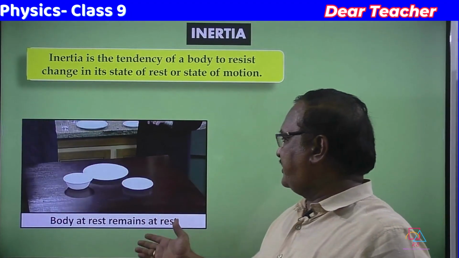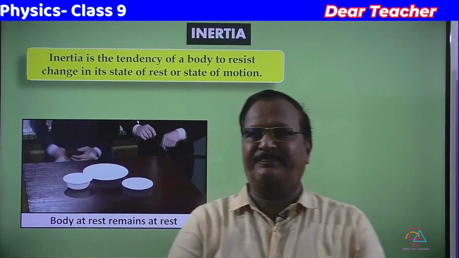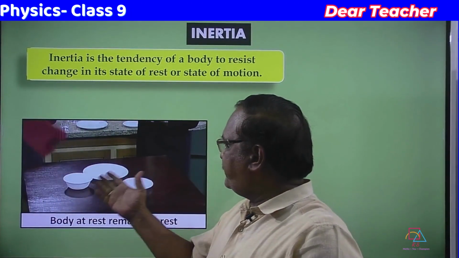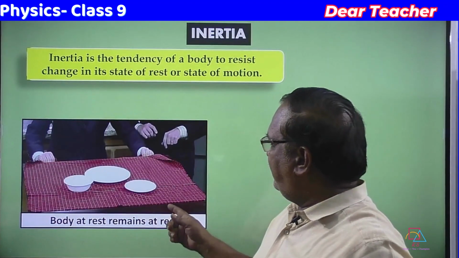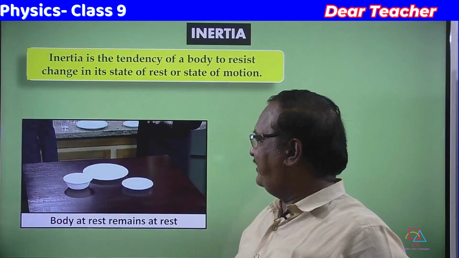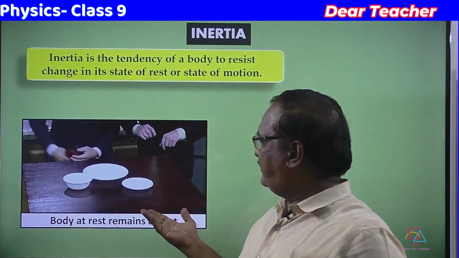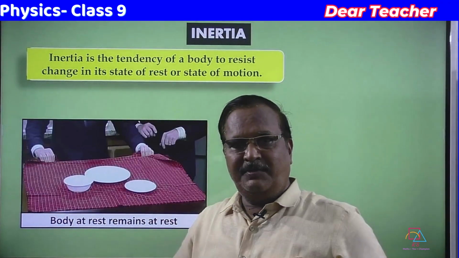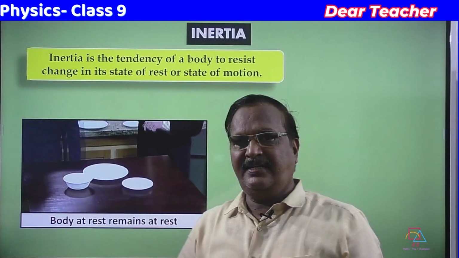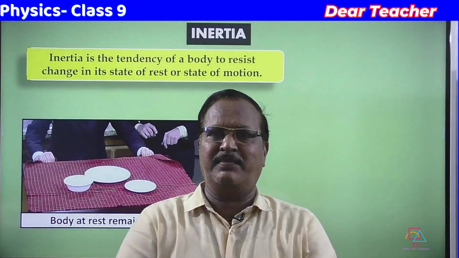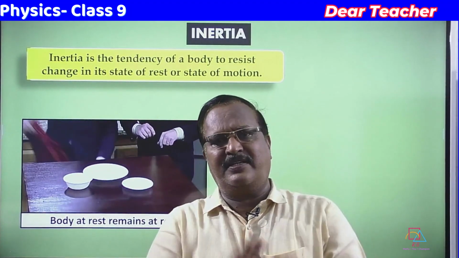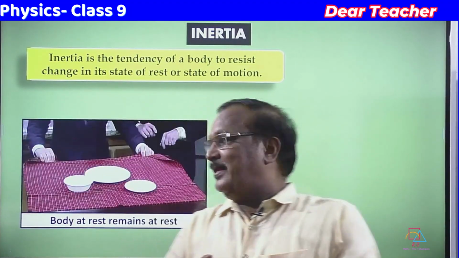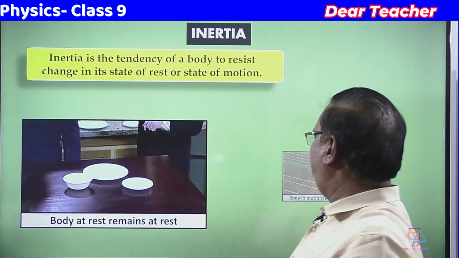So, let us move further. A body at rest remains at rest. Cups, saucers, they are at rest. They remain at rest. You can observe very clearly, three pieces are there. The tablecloth is removed, but those three things stay at the same place. So, the things at rest remain at rest. Okay, let us see one more example.